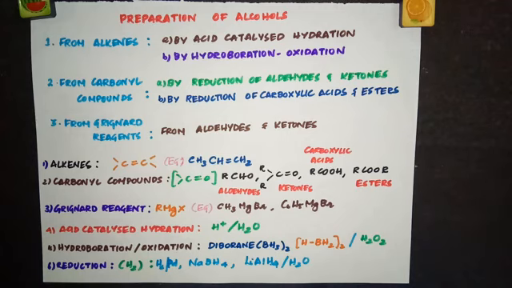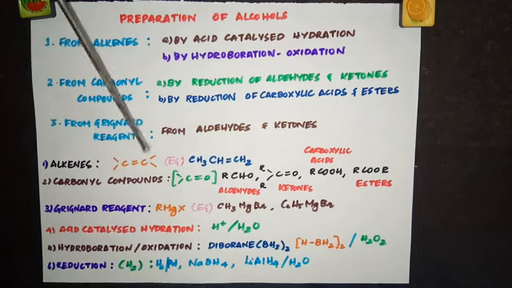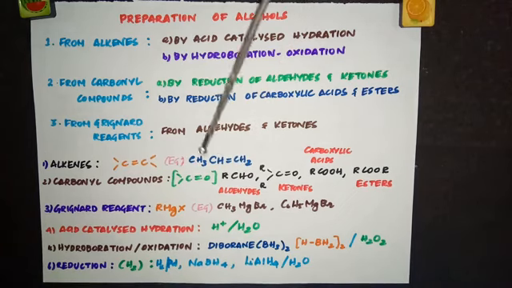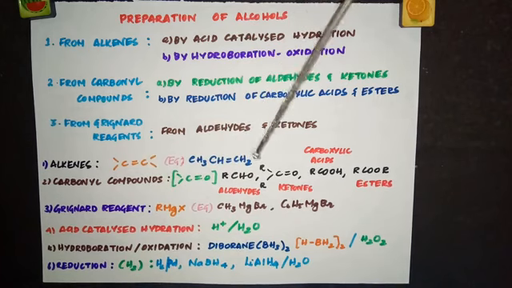The first one is alkene. What is an alkene? It's a carbon compound containing a double bond. It's a hydrocarbon. So you can write alkene like this: C double bond C. So if this part is present in your compound, then we call that an alkene. So what is an example of an alkene? Propene, CH3, CH double bond CH2. So this is an example of alkene.